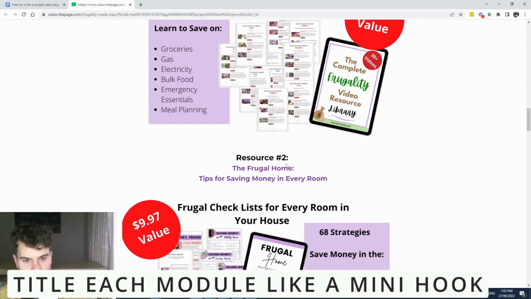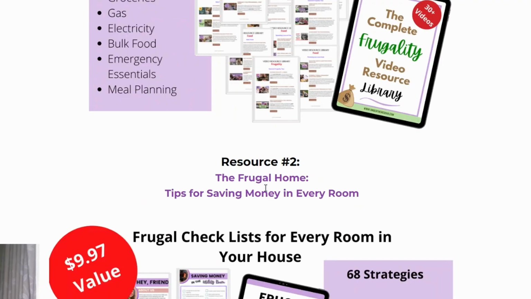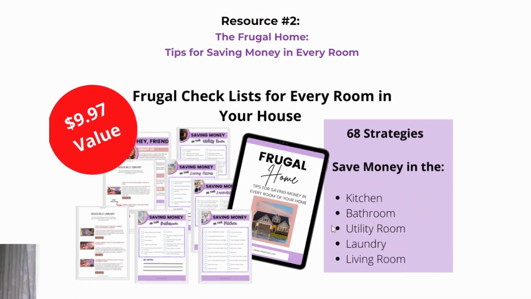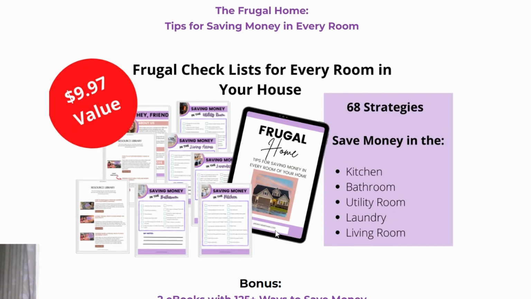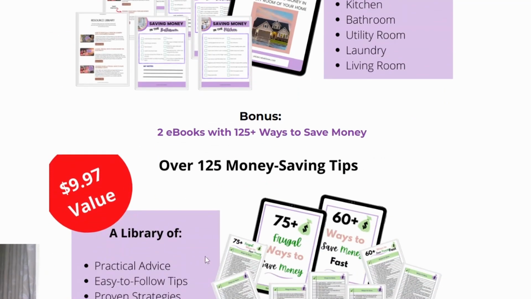And then I might have something like resource 2, the frugal home tips for saving money in every room. So I'd have something like little known ways for saving money in every room, guaranteed to slash up to X amount of dollars per year. And then you have this and then back up what you say with a client testimonial. And I'd follow the same process for this part here.